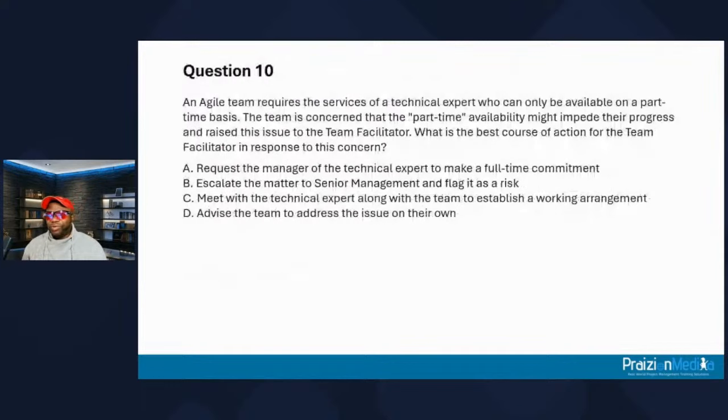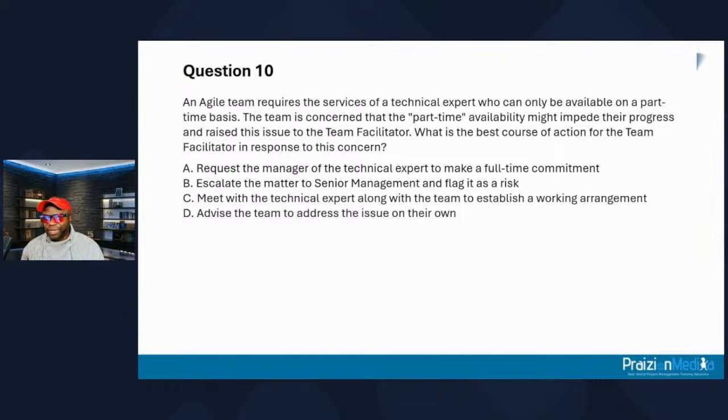An agile team requires the services of a technical expert who can only be available on a part-time basis. The team is concerned that the part-time availability might impede their progress and raise this issue to the team facilitator. What is the best course of action for the team facilitator in response to this concern?